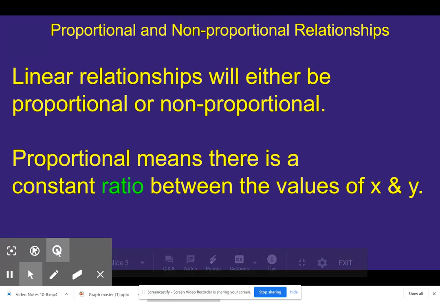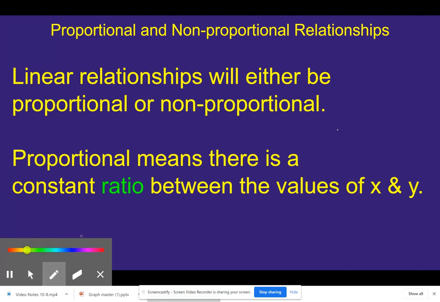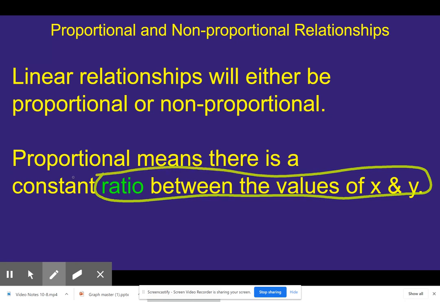Today we're talking about a linear relationship and specifically about whether that relationship is proportional or non-proportional. Now, the big idea of this is that you have a ratio. There's a ratio between the values of x and y. So we're going to first look at some graphs.